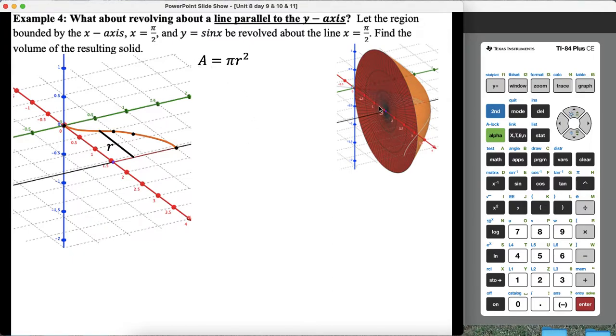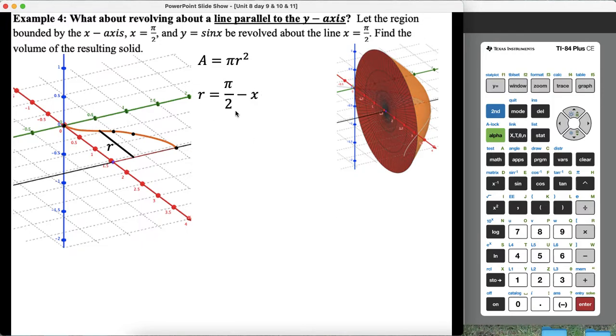So we know that we still have circular cross-sections, so our area function is pi r squared. That's by default. When we revolve things, it's by default that we have an area function that's a circle. Let's talk about that radius. So if this point here is a distance of x away from the origin, and this point over here on the other end of my radius is a distance of pi over 2, then my radius is pi over 2 minus x. It's the part that is left over after we cut off this x distance.